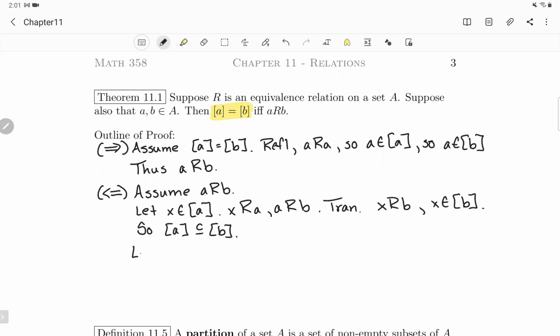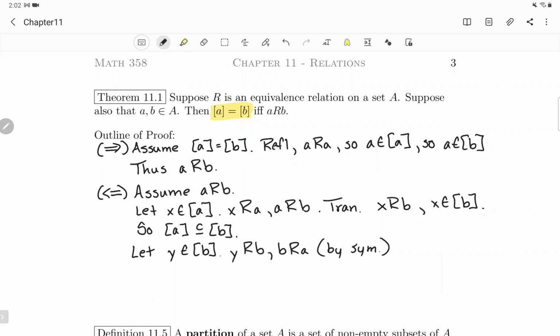All right. Let's go the other direction. We could use X again since we're done with it, but I'm going to use Y just to be super explicit. So let Y be an element of the equivalence class of B. Well, that means Y is related to B. How do I know B is related to A? Because A is related to B, it can go backwards, by symmetry.